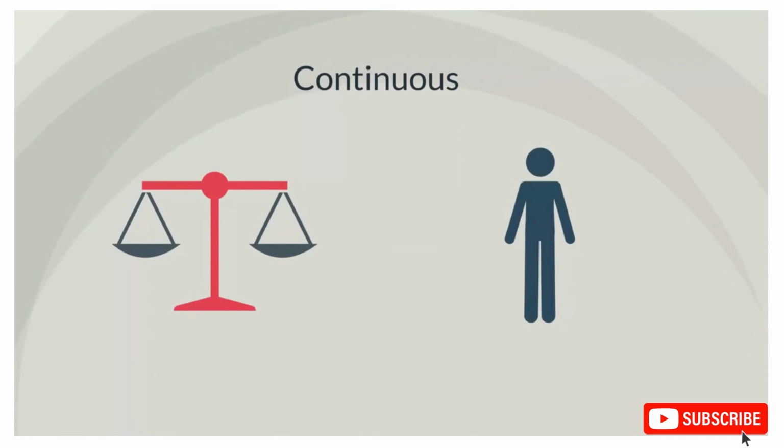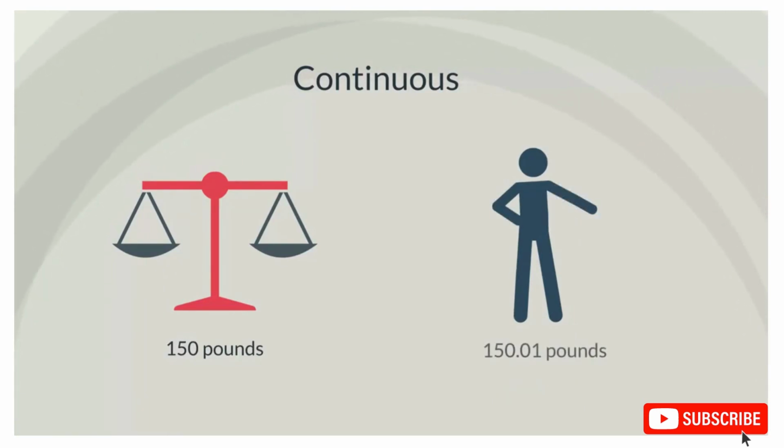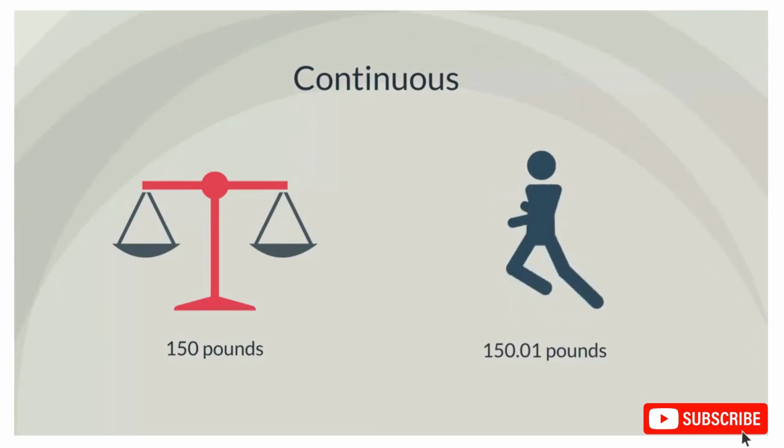Let's dig a bit deeper into this. You get on the scale and the screen shows 150 pounds, or 68.0389 kilograms. But this is just an approximation. If you gain 0.01 pound, the figure on the scale is unlikely to change, but your new weight will be 150.01 pounds, or 68.0434 kilograms. Now think about sweating.